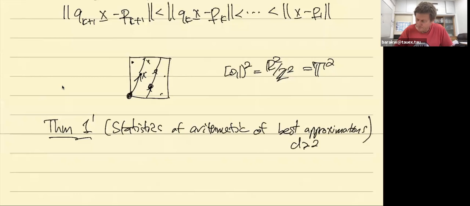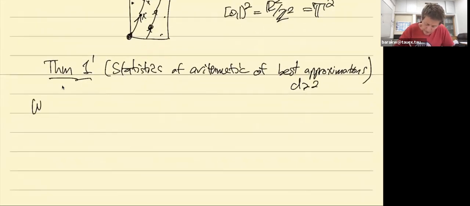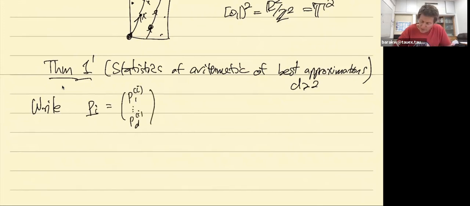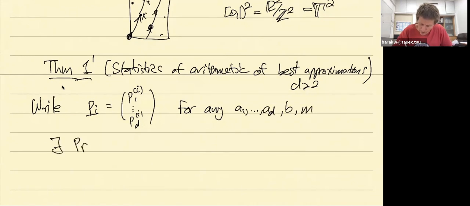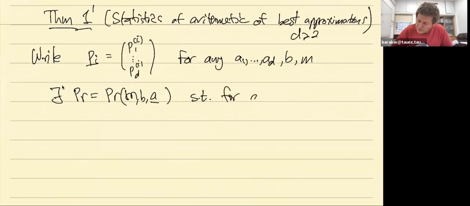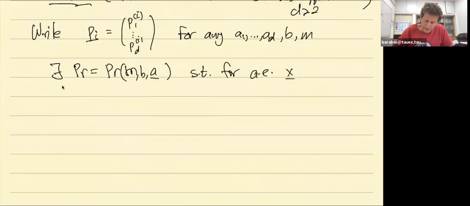In higher dimension. Let's write p as p1, ..., pd. Now the pi's are integers, and now for any a1, ..., ad, and m, there's this probability depending on these numbers, such that for almost every x, we have the same result as before.